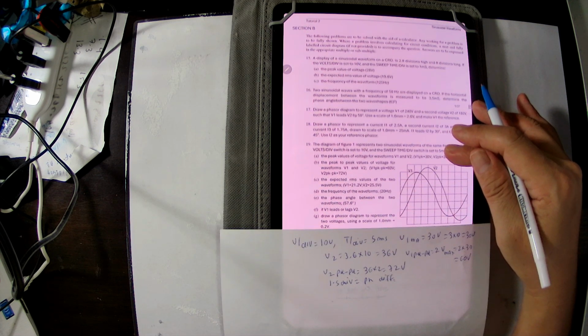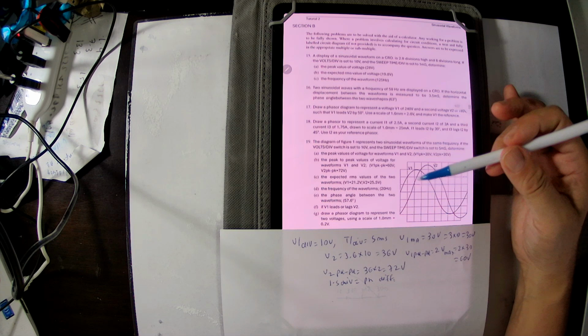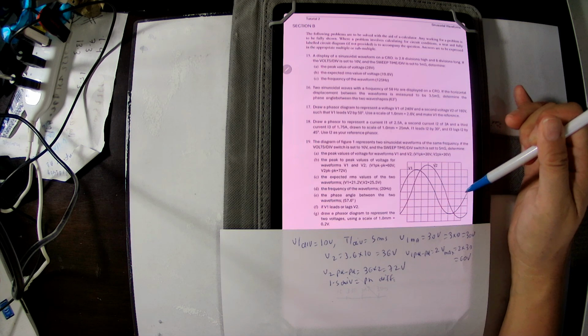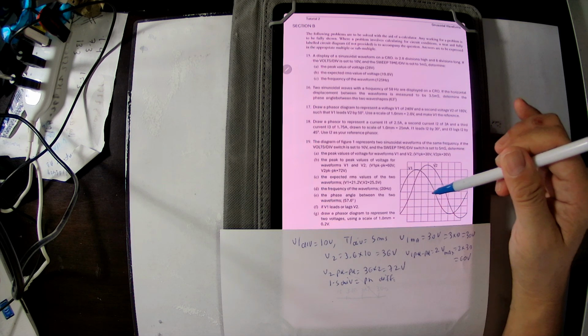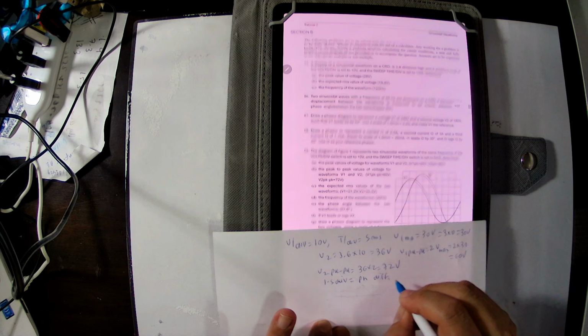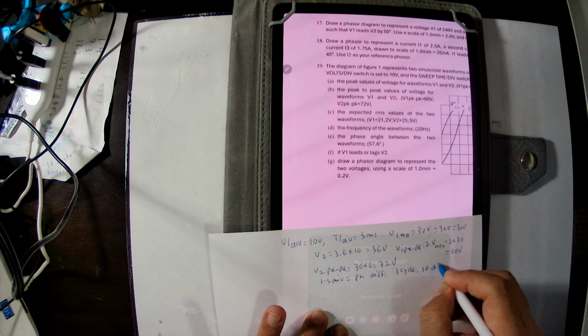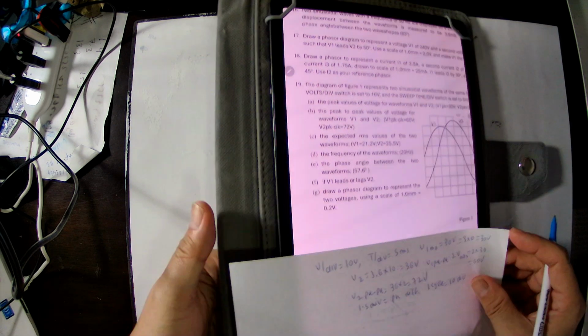So one cycle, how many divisions? 1, 2, 3, 4, 5, 6, 7, 8, 9, 10. Just see the V1 here: 1, 2, 3, 4, 5, 6, 7, 8, 9, 10. 10 divisions is one half cycle. Those are the information we can now utilize and calculate. This is why I showed you the graph, so we can take out the relevant information.